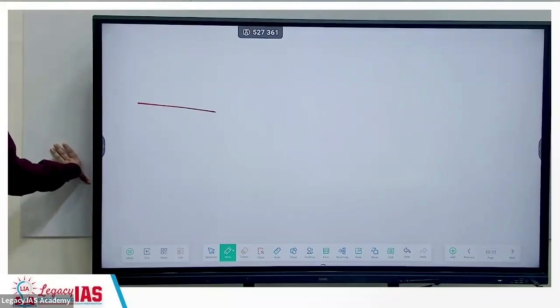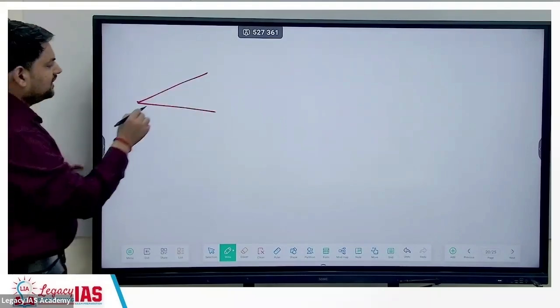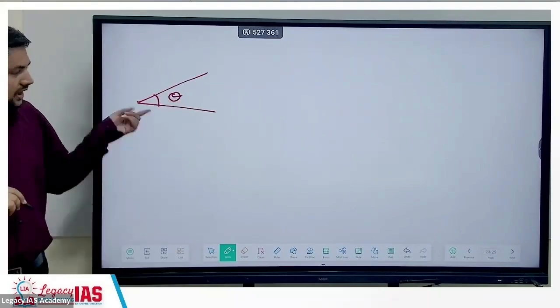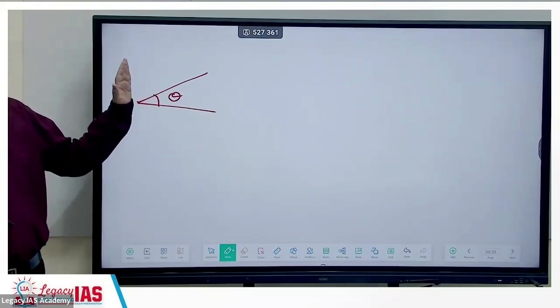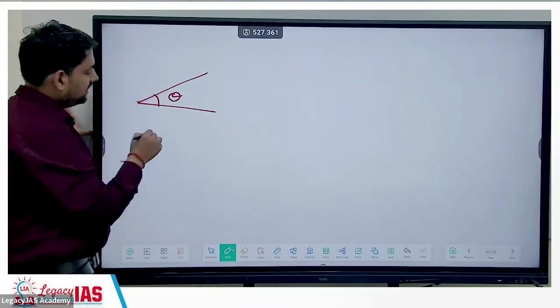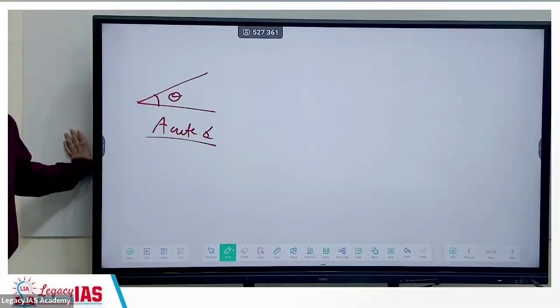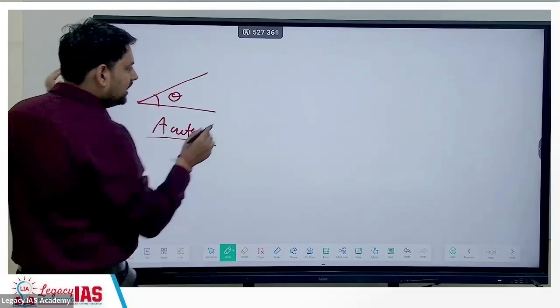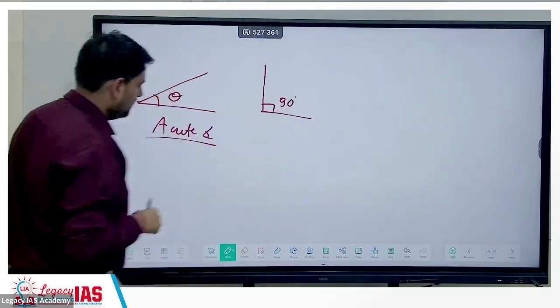Let's start seeing angles. This is, let's say, any angle. Let's say this is theta. Now, if this angle is less than 90-degree, as you can see, this is 90-degree, this everyone would be knowing. So this is less than 90-degree. This is an acute angle. Then, if this reaches 90-degree, it becomes perpendicular or 90-degree.